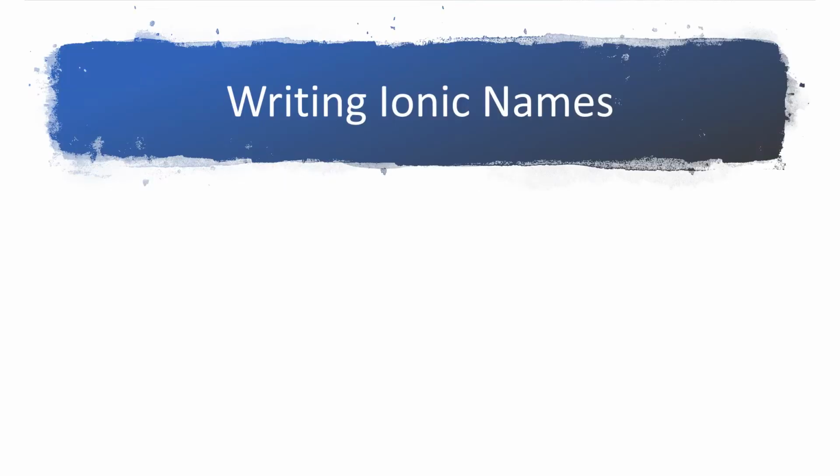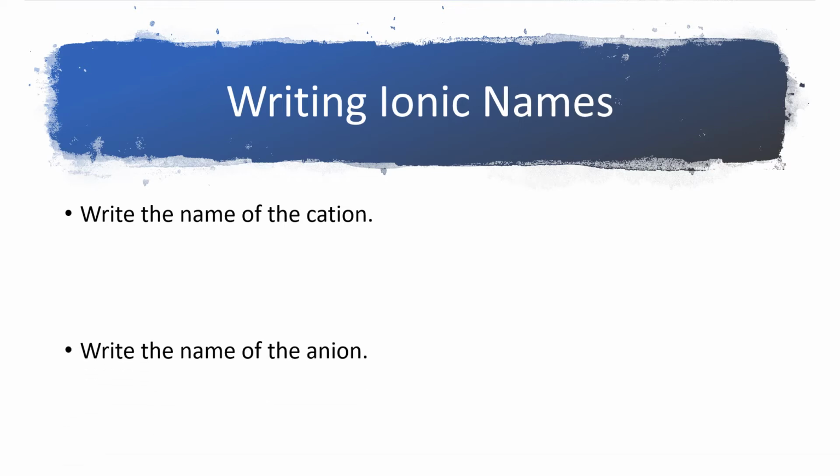Writing ionic names is actually a fairly simple process if you just keep one thing in mind. What we'll want to do first is write the name of the cation and then follow that up with the name of the anion. Now remember that the cation means the positive ion and the anion means the negative ion. When we write the name or the formula, the cation always comes first and the anion always comes second.